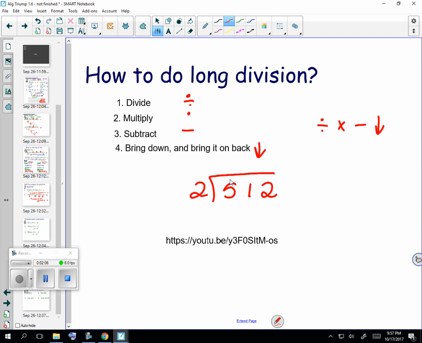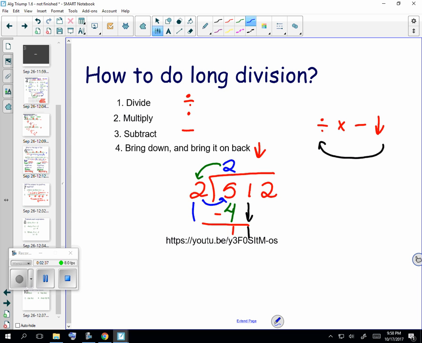So what's that mean? First, we're going to divide into the first number. 2 goes into 5 how many times? 2. Now let's check how much we used. We're going to multiply. 2 times 2 is 4. We're then going to subtract. 5 minus 4 is 1. We're then going to bring down the 1 and go back to the beginning of our statement.